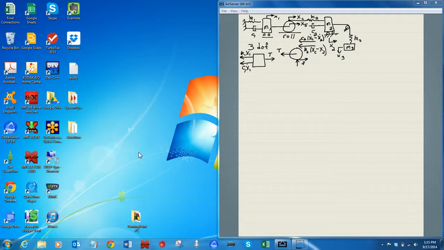Okay, so let's get mass 2. For mass 2, I have a box. I have a spring and a damper. The spring is equal and opposite to what I have from the cylinder, so I have an arrowhead in this direction, and it will be K2 times xc minus x2.